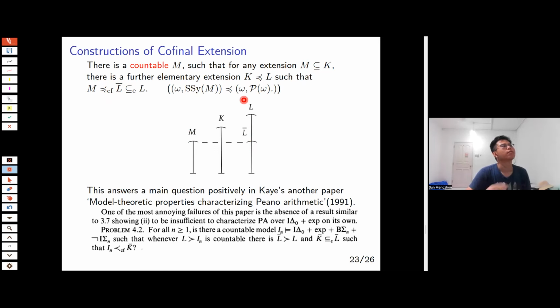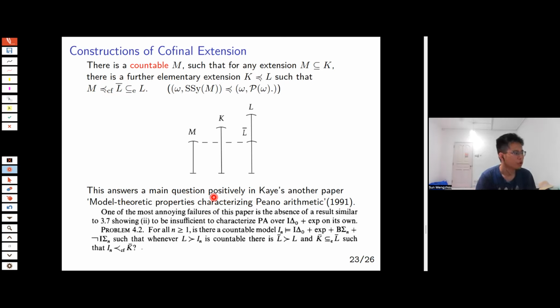Then we can further extend it to some even larger standard system L, such that we get fully elementary between the two standard systems. And this means that we get fully elementary in the first order series. And this answers another main question in case another paper.